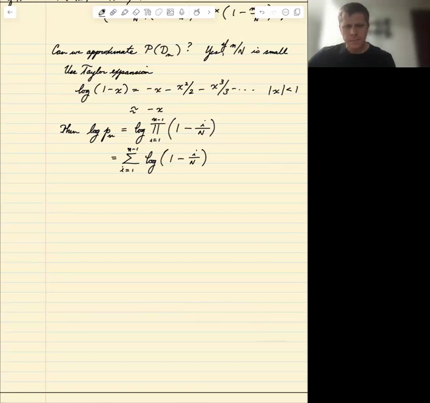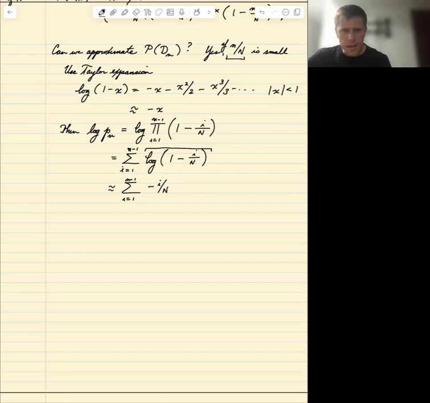Okay. Log of 1 minus i over N: if little n over capital N is small, then i over capital N is small for all i, because all of the i's are less than n, or even smaller. So this means that we can approximate each of these terms by minus i over N. Okay.